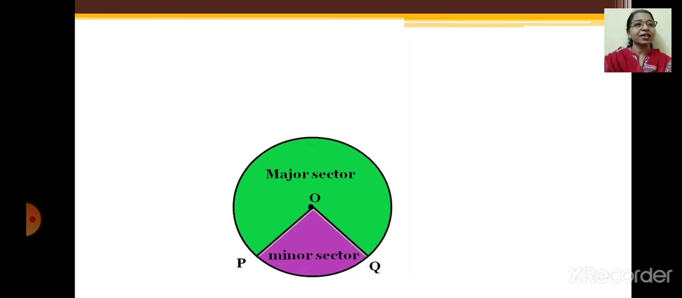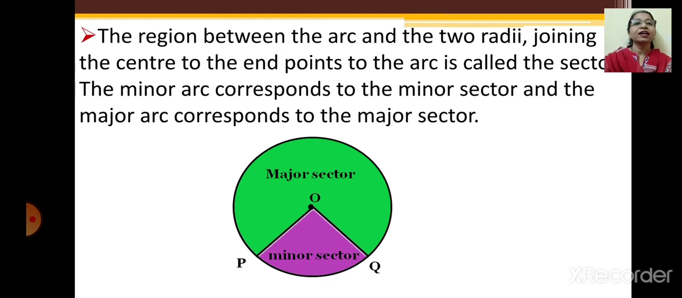Now come to the sector. So what is sector? The region between the arc and two radii. So consider that minor arc PQ and two radii OP and OQ. So the area bounded by two radii and that corresponding minor arc is called sector of the circle. If the arc is minor, it corresponds to the minor sector and the major arc corresponds to the major sector.